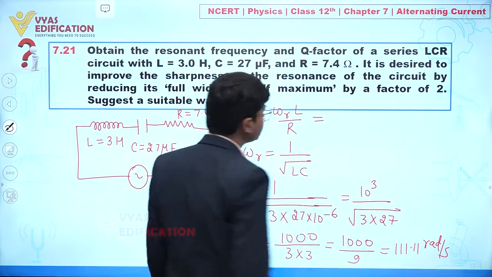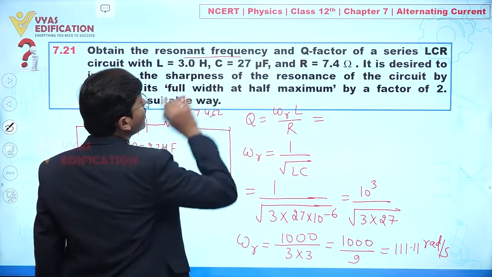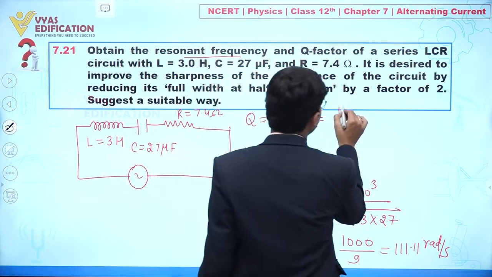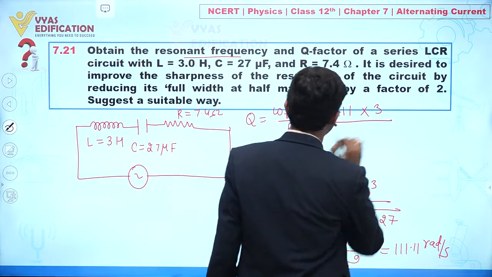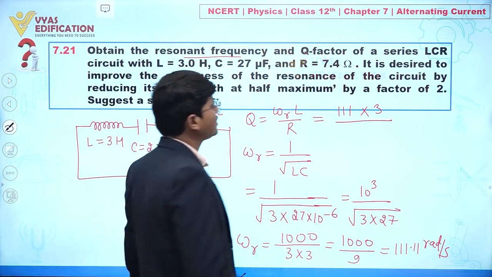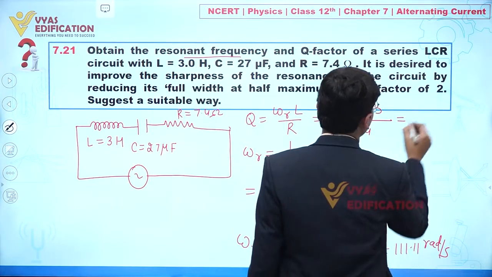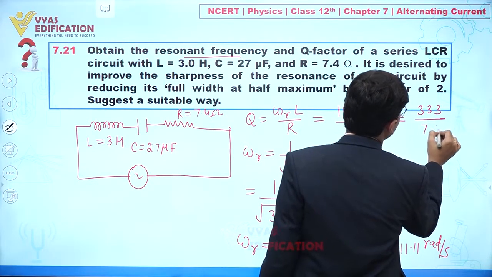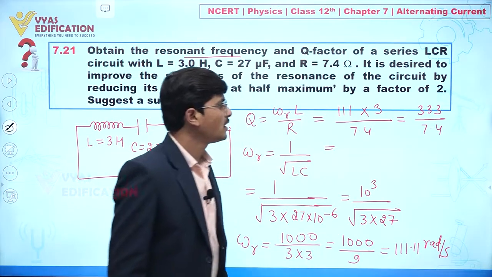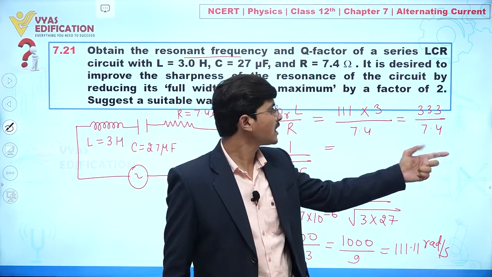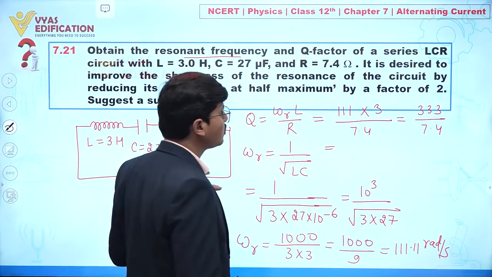Our objective is to find resonant frequency, which we have calculated, and Q factor. If I put this value, 111 multiplied by the value of L, which is 3 Henry, divided by resistance R, which is given by 7.4, we get 333 divided by 7.4. If you divide it, 7 multiplied by 5 is 35, 7 multiplied by 4 is 28, so near about 28.5 you will get.